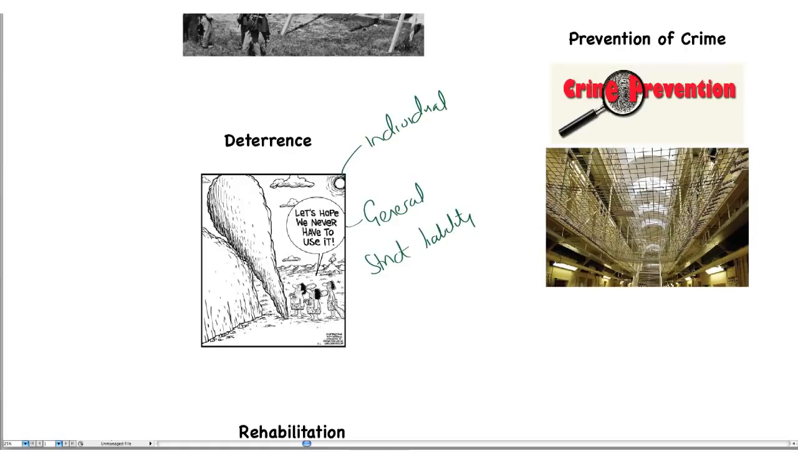That deters me from doing it. But generally, having a sentence so people cannot take what they want from shops will stop all society stealing from shops. And we've already looked at strict liability, and one of the key reasons for strict liability is to give a general sense of deterrence. It's to stop all of society doing a particular act.